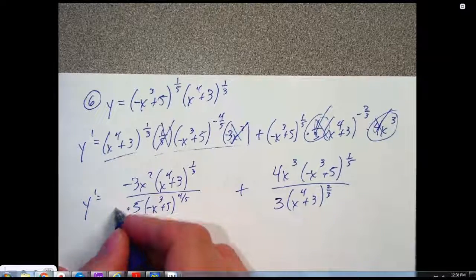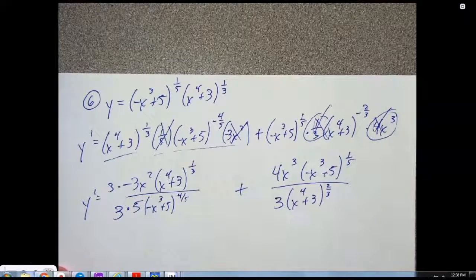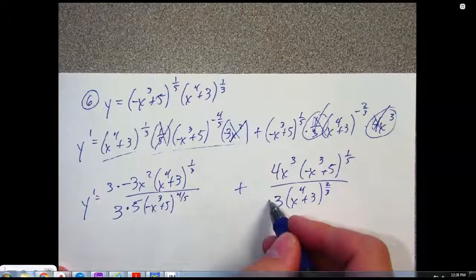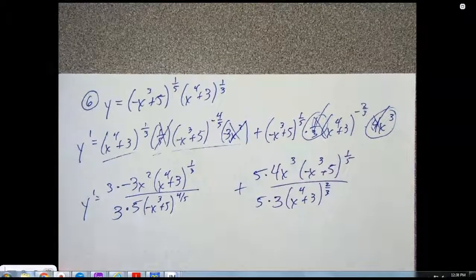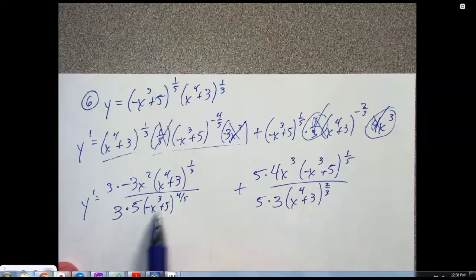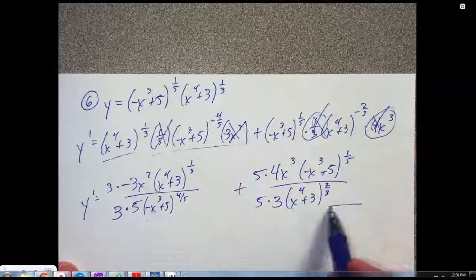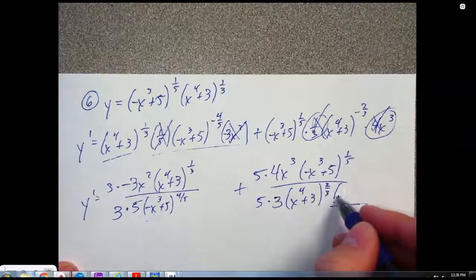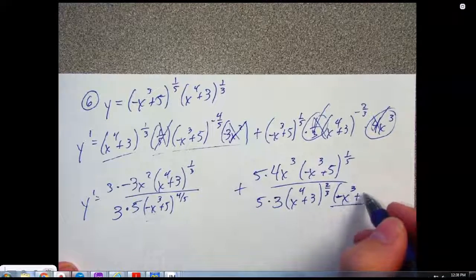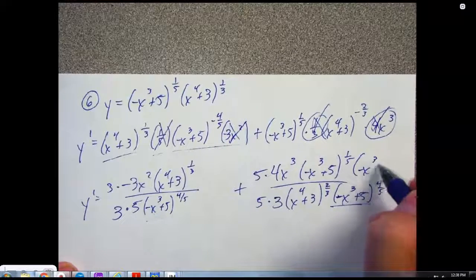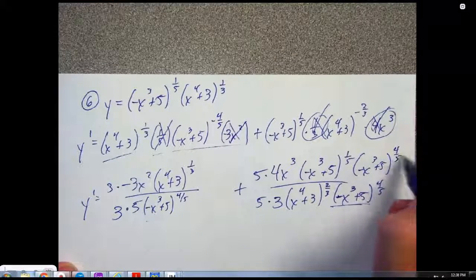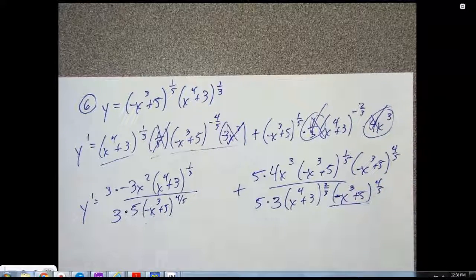So I need to multiply this by 3, and therefore the top by 3. Same thing over here, I need it to be 15, so I multiply the bottom by 5, and therefore the top by 5. Also, this does not exist over here, and it needs to. So I'm going to multiply by negative x to the 3rd plus 5 to the 4/5. If I do that on the top also, these will add up, and I'll just have one of those.